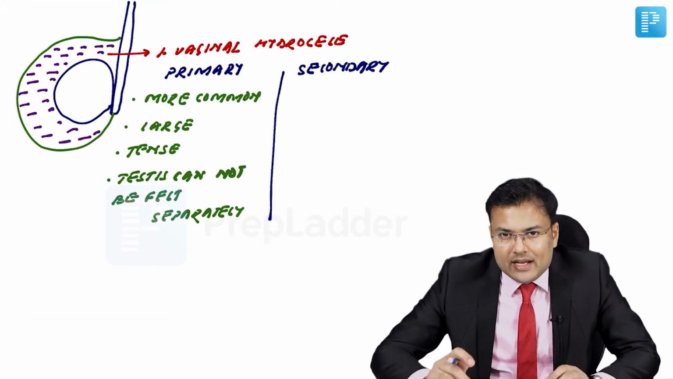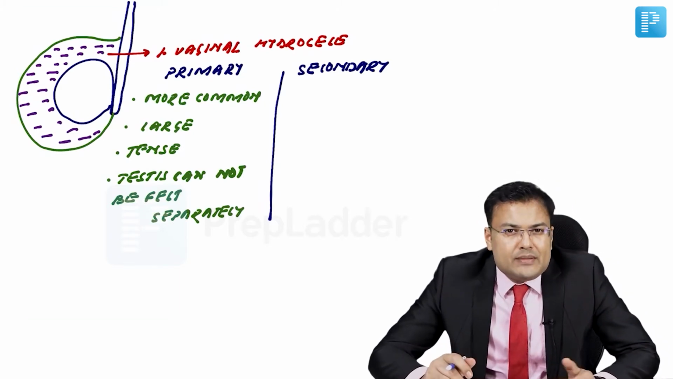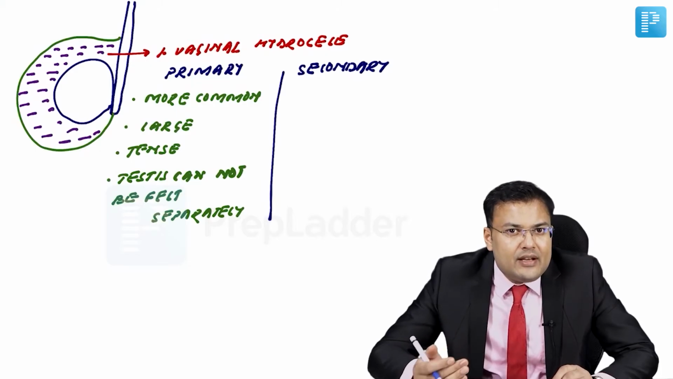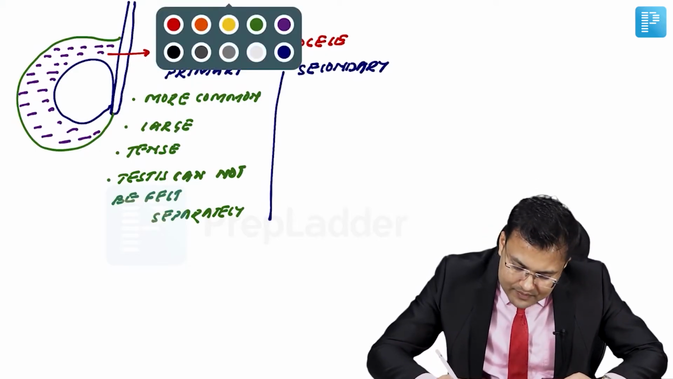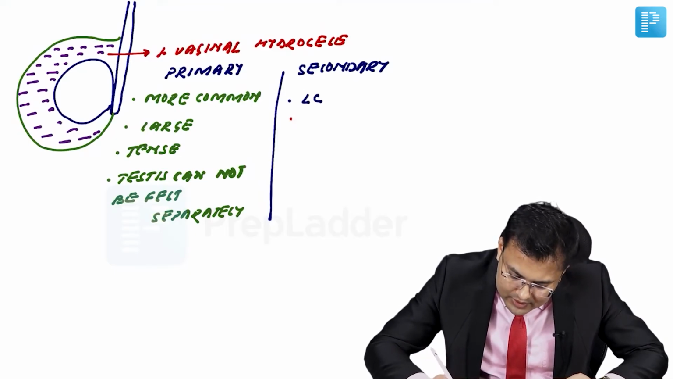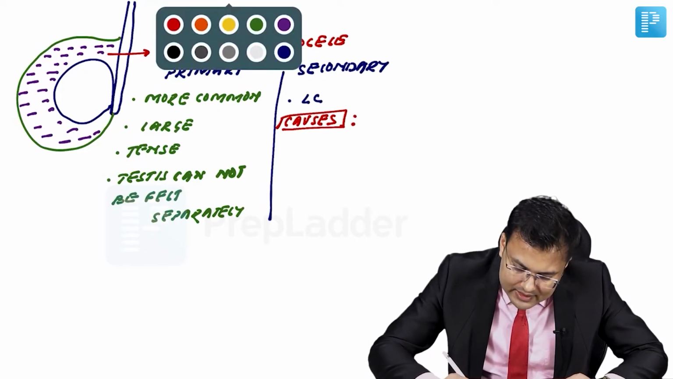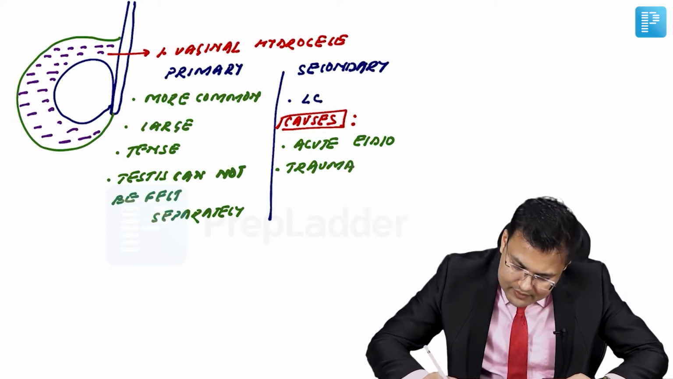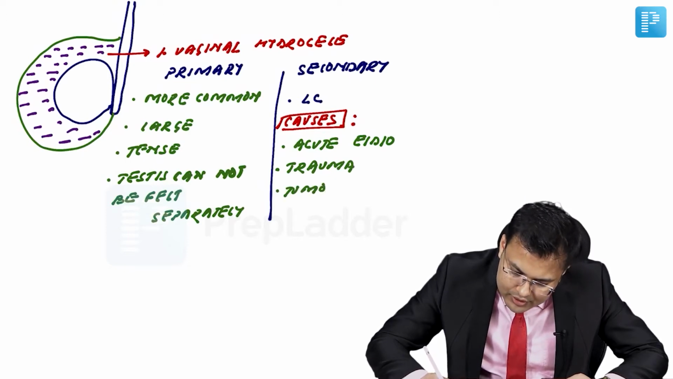Simple. Secondary hydrocele is because of trauma, because of tumor. And we discussed the most common cause overall, acute epididymo-orchitis. So this is secondary to something. So what are the causes? It is less common. The most common cause we discussed is acute epididymo-orchitis. Other causes are trauma and testicular tumor.